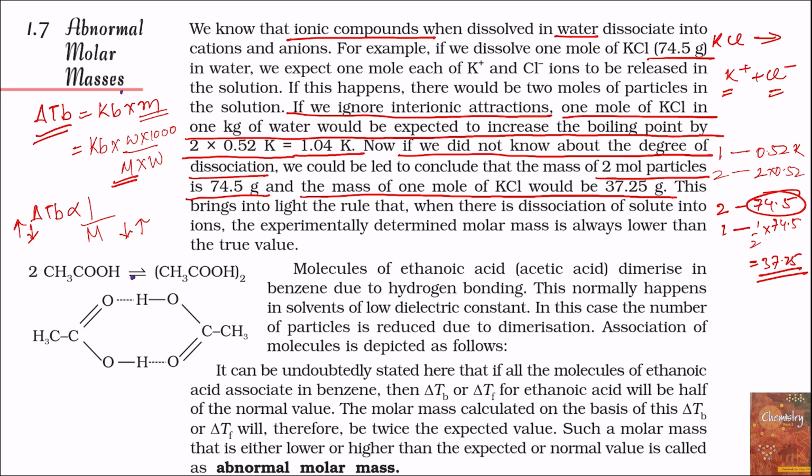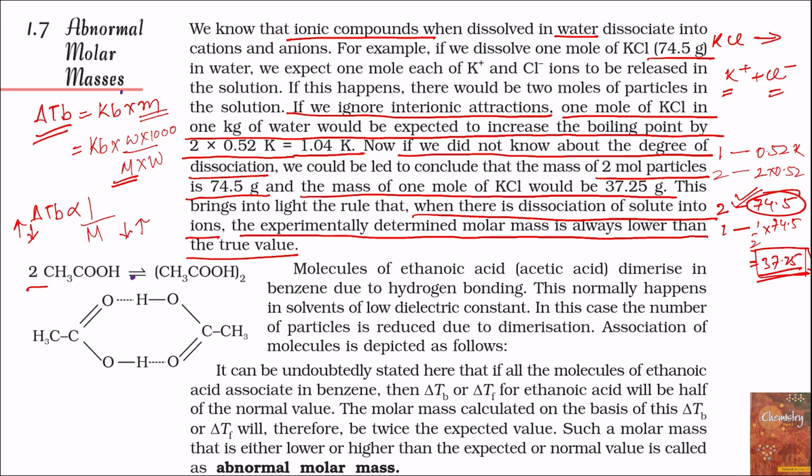This brings into light the rule that when there is dissociation of solute into ions, the experimentally determined molar mass is always lower than the true value. See, the experimental molar mass, the one calculated from the colligative property, will be 37.25. The actual molar mass is 74.5. So, the experimental molar mass is less than the one calculated from the chemical formula when the solute undergoes dissociation.